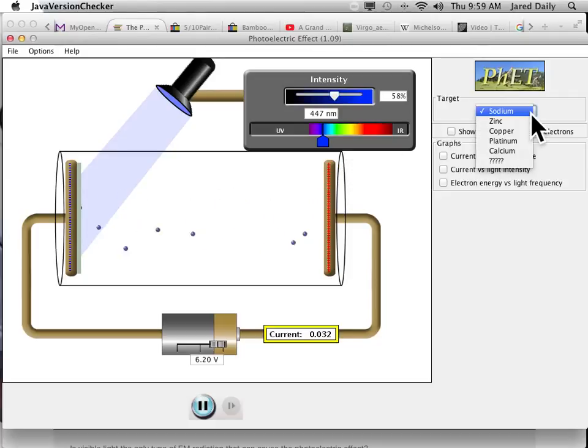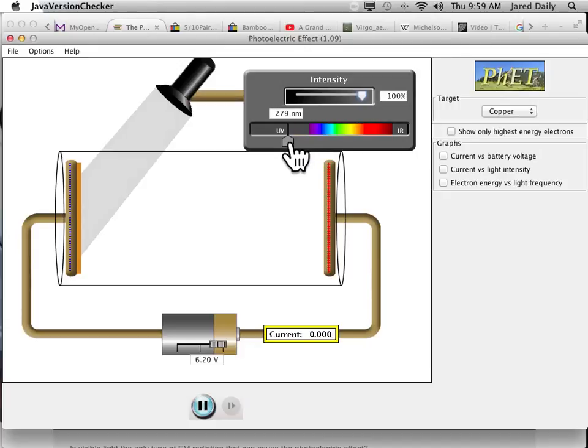So anyway, it's different for every metal, they discovered. If you put in zinc there, the electrons come out at different wavelengths. It's different wavelengths where they come out with more electrons. Right here you can see with zinc, nothing's coming out. With sodium, electrons are coming out. With copper, nothing's coming out.